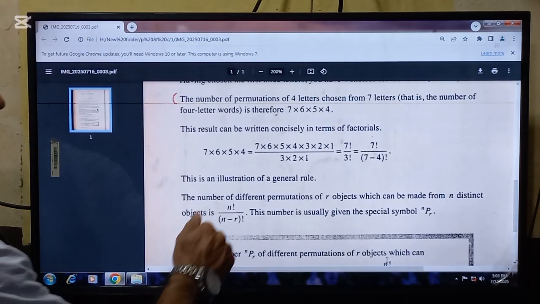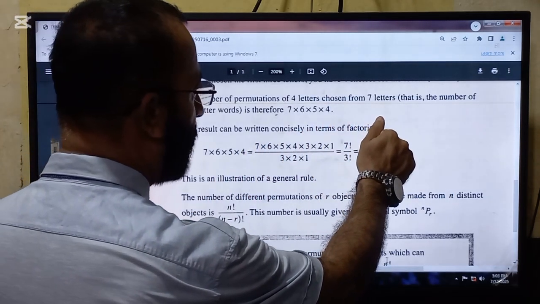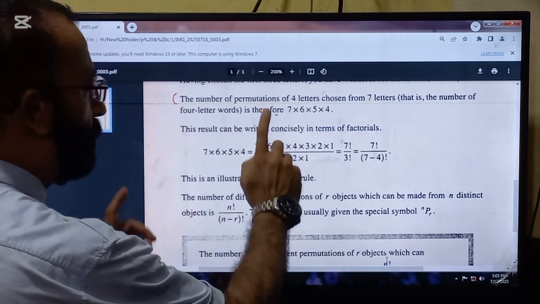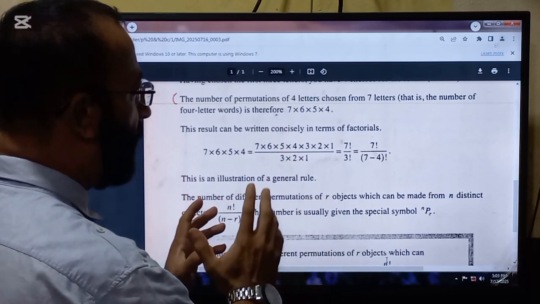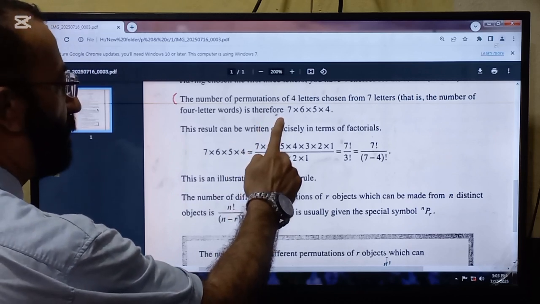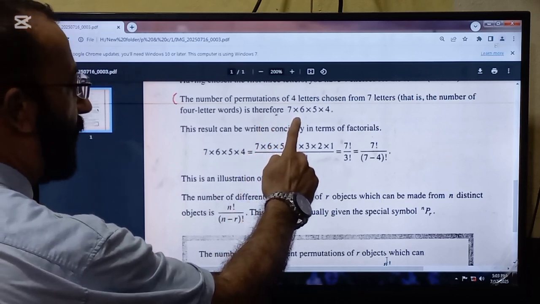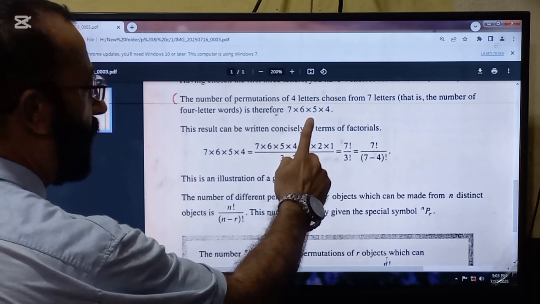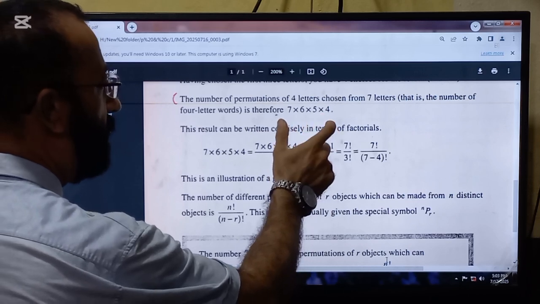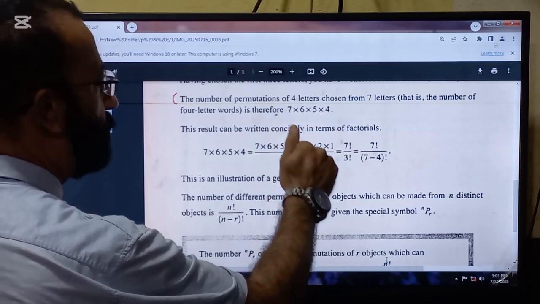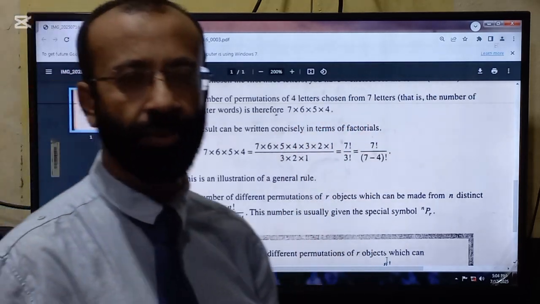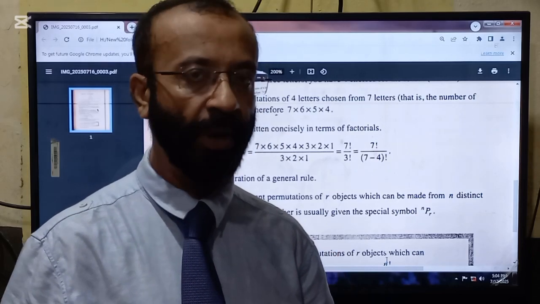The number of permutations of four letters chosen from seven letters, that is the number of four letter words, is therefore: you are required to form as many four letter words as possible from the seven letters. So there will be seven choices for the first letter, then six choices for the second letter, five choices for the third letter, and four choices for the fourth letter. So 7 into 6 into 5 into 4 will be the answer when you are required to form four letter words from seven letters. I'm going to tell you a very systematic formula now for the permutations.